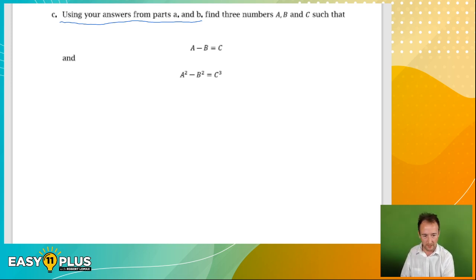Okay, so we've got these. Let's just check what they mean first of all quickly. A minus B equals C. So for example, that might be something like 4 minus 3 equals 1. 4 is A, 3 is B, 1 is C.